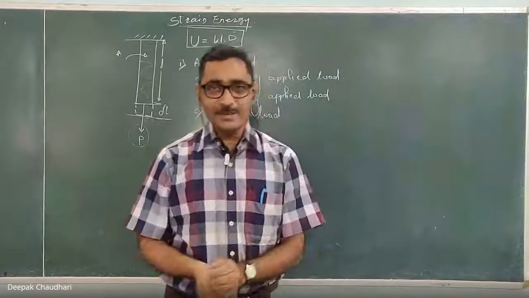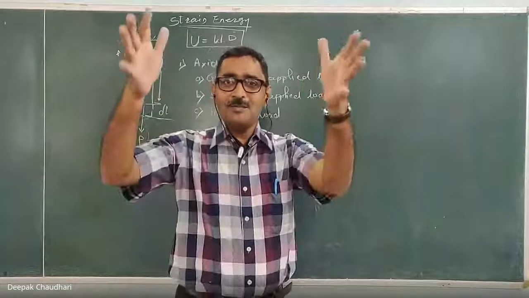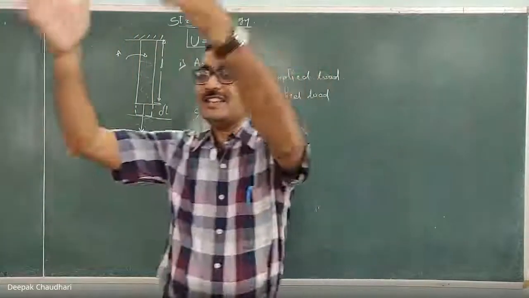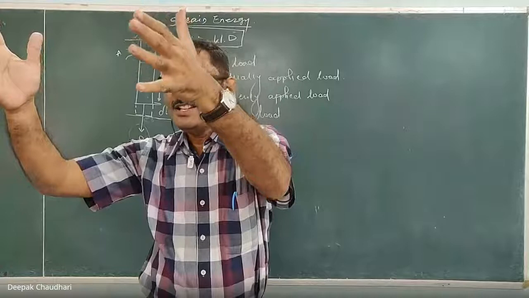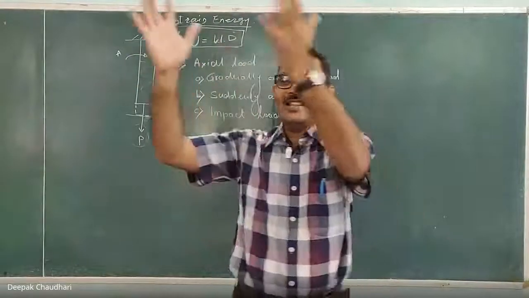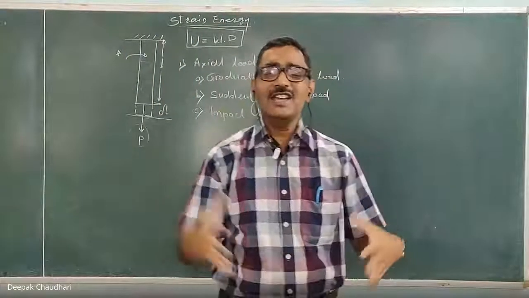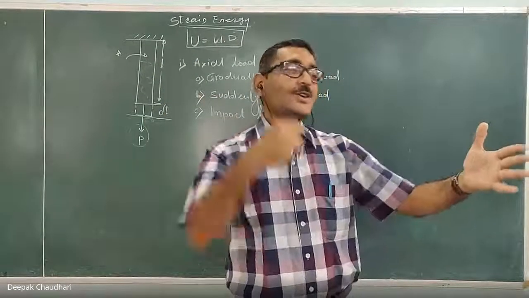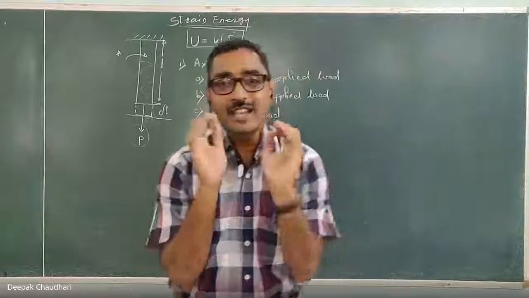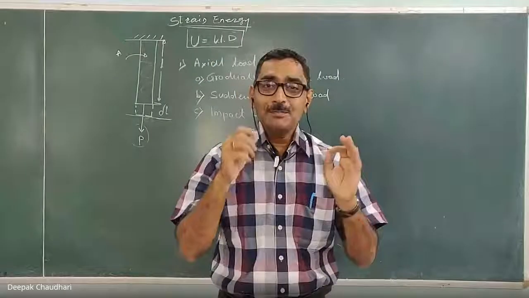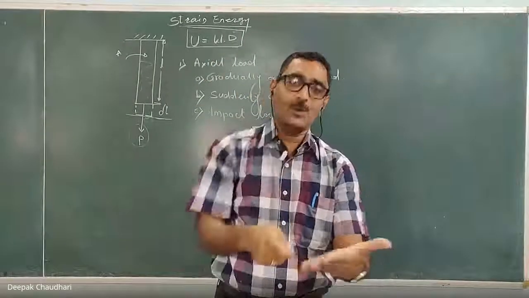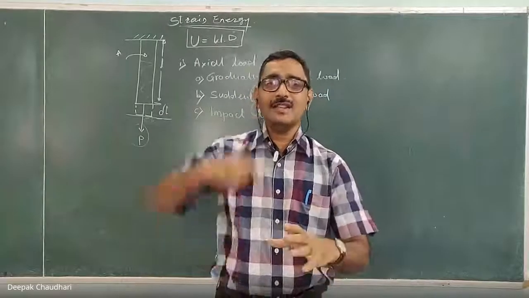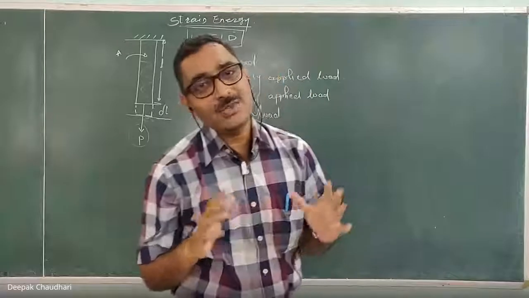So what happened in that machine? A very large mass is released from a certain height. When it is at a certain height, it has potential energy. When we release it, that potential energy gets converted into kinetic energy, and with that kinetic energy it collides on the specimen. This load is known as the impact load. The very best example of the impact load is the hammer blow. When we hammer something with the help of a hammer, that is the impact load.